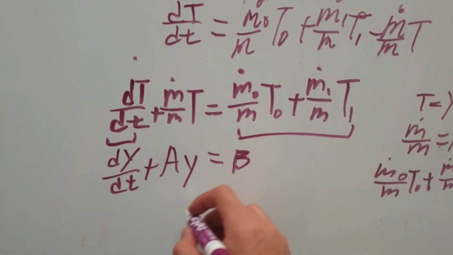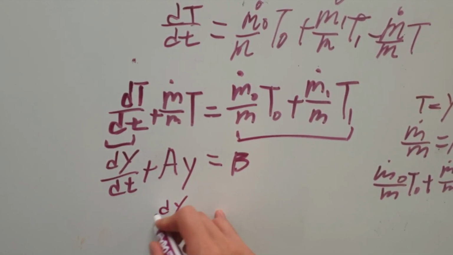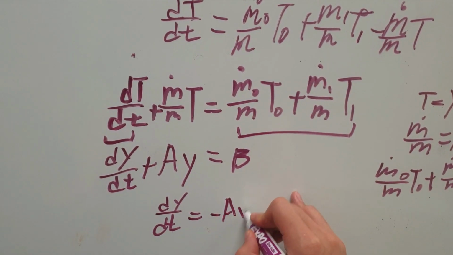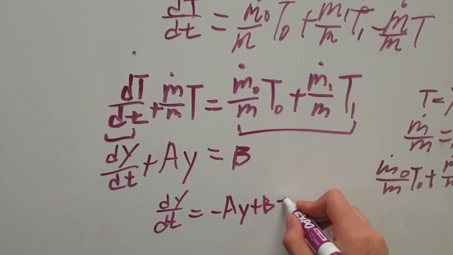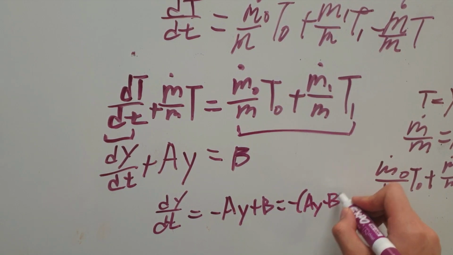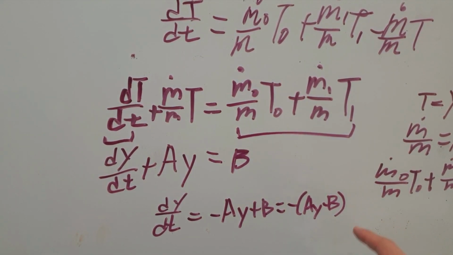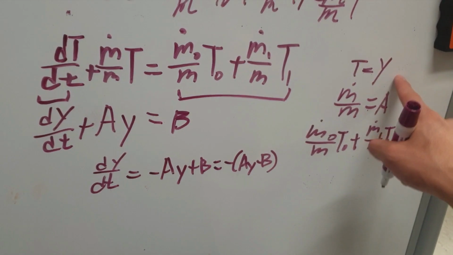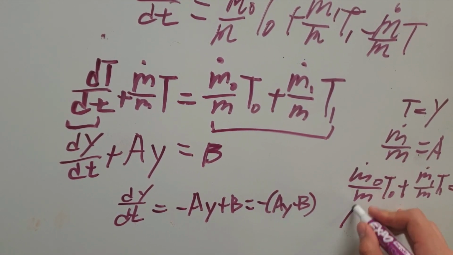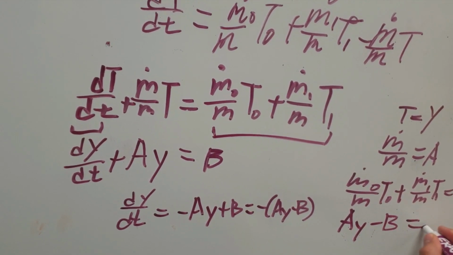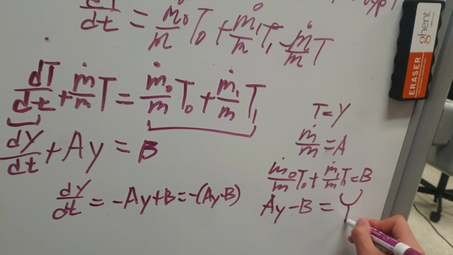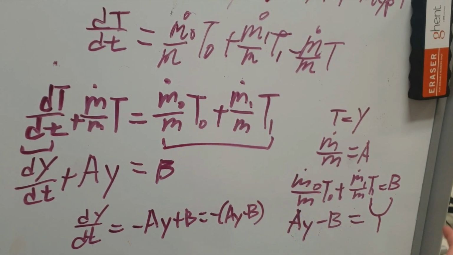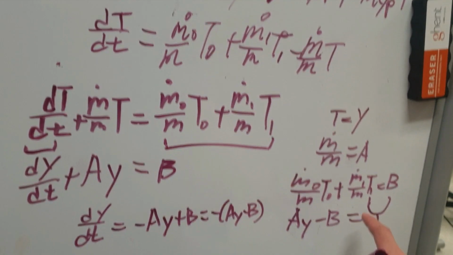And so I'm going to isolate the dy over dt by moving ay to the right. So we'll have negative ay plus b, which can be rewritten as negative ay minus b. Okay. And I'm going to call this ay minus b a big y. We use small y, so in order to differentiate, I'm going to call this ay minus b big Y, like that. So because that is the case, ay minus b equals big Y.